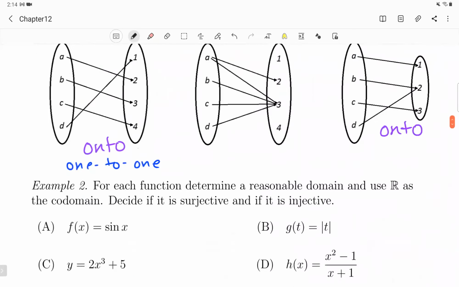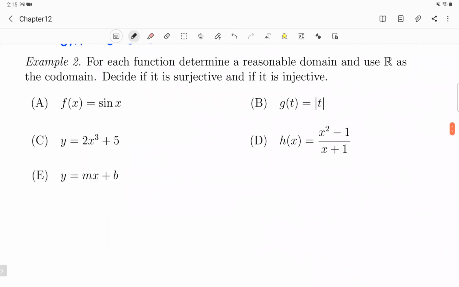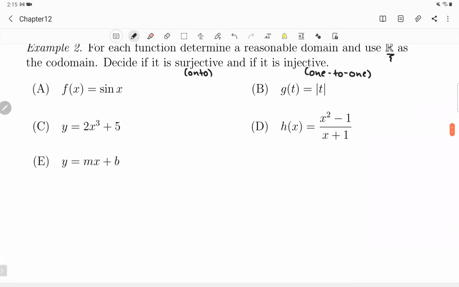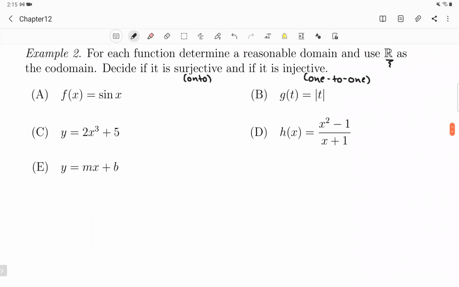All right, so let's do more with this. Let's look at some actual formulas here, normal functions you're used to. For each, we want to determine a reasonable domain, and we are going to use all reals as the codomain. We're going to decide if it's surjective, which was onto, and if it is injective, which was one-to-one. I left a little bit of space for us to do scratch work, though some of these won't be bad. Sine of x, is it onto the reals?